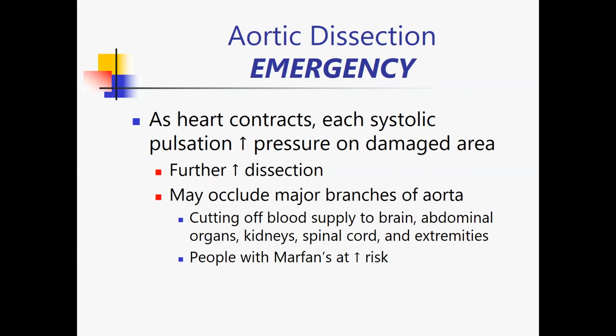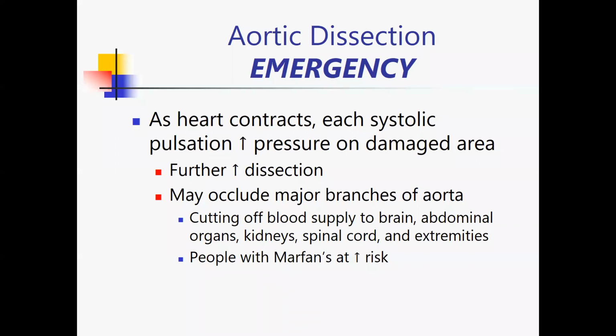So an aortic dissection, what in the world? Another emergency. Think of it as the heart contracts with each systolic pulsation, each time that heart squeezes blood out of the heart to the rest of the body, an increased pressure damages areas of the aorta, further increasing a dissection. This may occlude major branches of the aorta, cutting off blood supply to the brain, abdominal organs, kidneys, spinal cord, extremities, and so on.